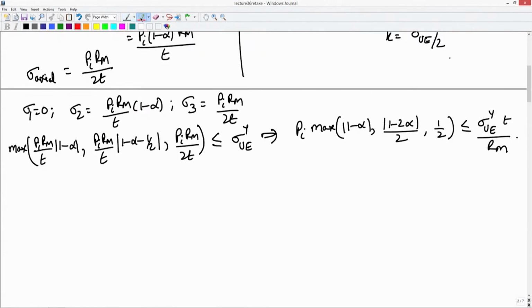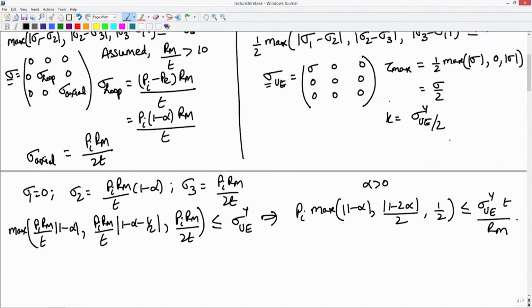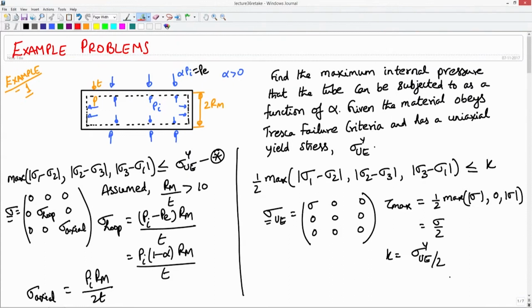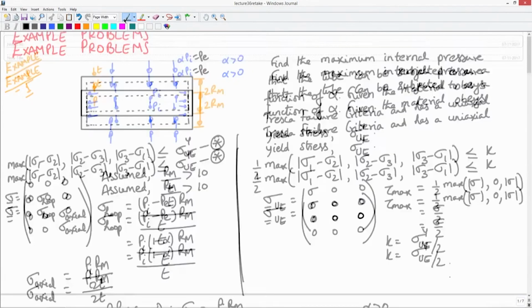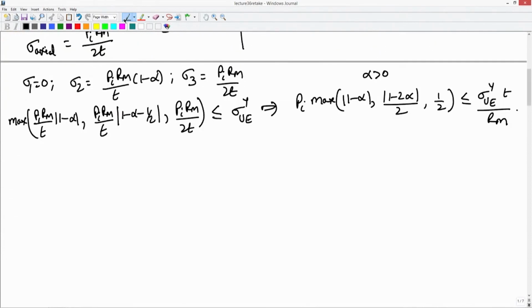Now, we have to find the maximum value of this subject to the constraint that alpha is greater than 0, which is given to us because we have fixed the direction of the externally acting pressure as being radially inward, and hence alpha has to be greater than 0. Okay. So, basically what we are interested in is finding the maximum value of this subject to the constraint that alpha is greater than 0. There will be 3 cases that we have to consider. Let us do it case by case.